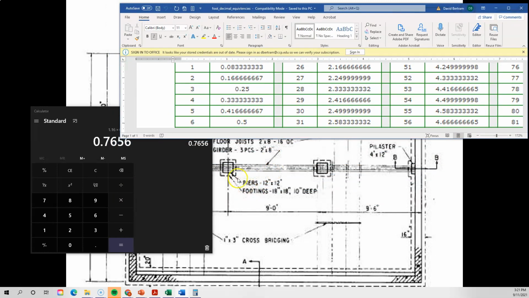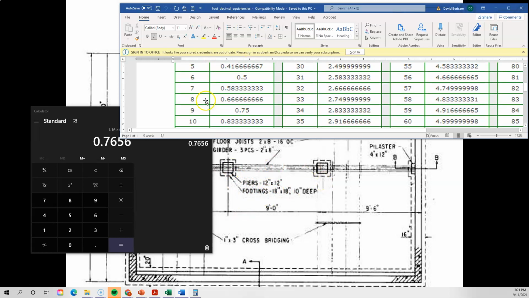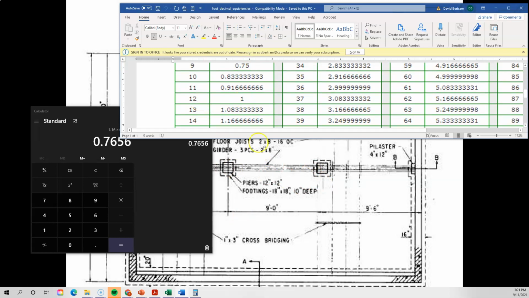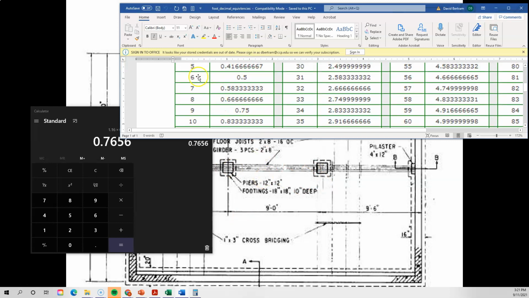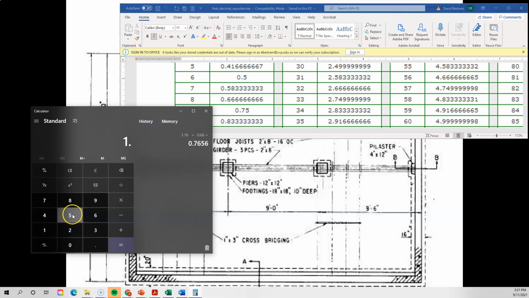All right, so this footing is 18 by 18. Again, kind of strange that it's written in inches, but that's 1 foot 6. So 1 foot is 1 foot, and then the additional 6 inches is, of course, 0.5. So this is 1.5 feet. So let's clear it. 1.5 feet times 1.5 feet.